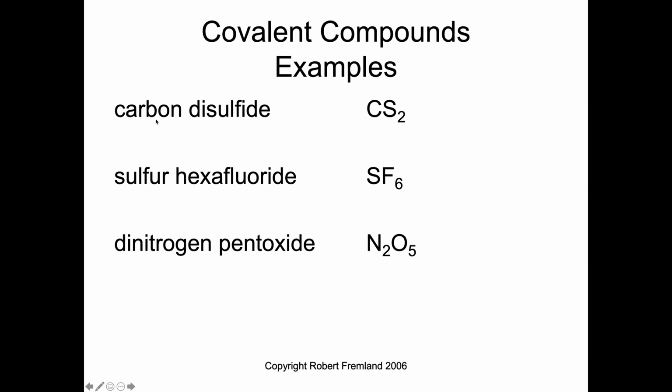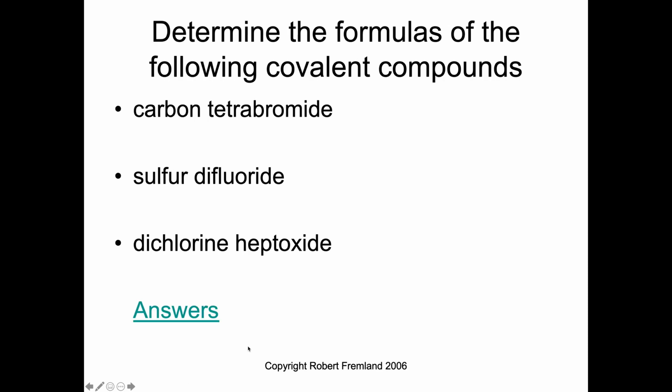Carbon disulfide literally means carbon and two sulfurs. Sulfur hexafluoride, sulfur and 6 fluorines. Dinitrogen pentoxide, 2 nitrogens, 5 oxygens, N2O5. All right? So hit pause, try these.